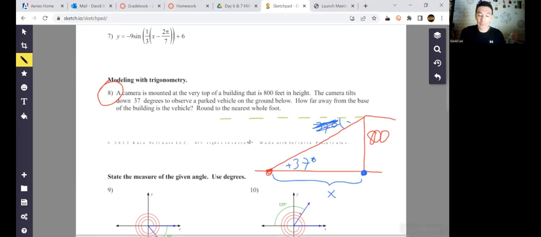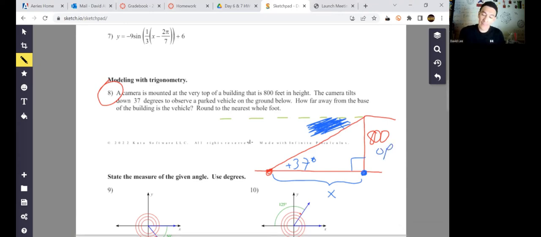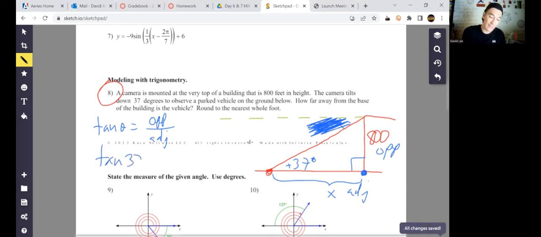I don't need this 37 any longer. It's going to distract me, so I just get rid of it. Now I'm trying to solve for x. I have an angle, and I know this is a right angle there. Do I use sine, cosine, or tangent? From here, this is my opposite, and this is my adjacent, so it looks like we need tangent. Recall tangent of theta is opposite over adjacent. Theta is the angle in question, which is 37. The opposite is 800, and the denominator is x.